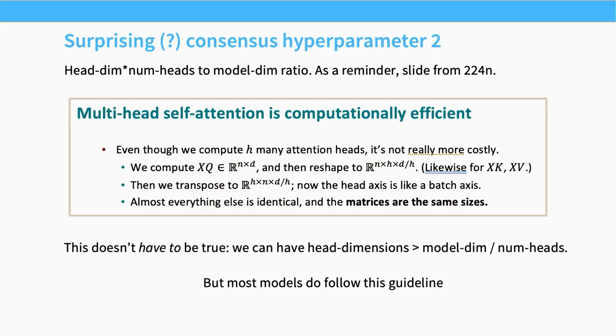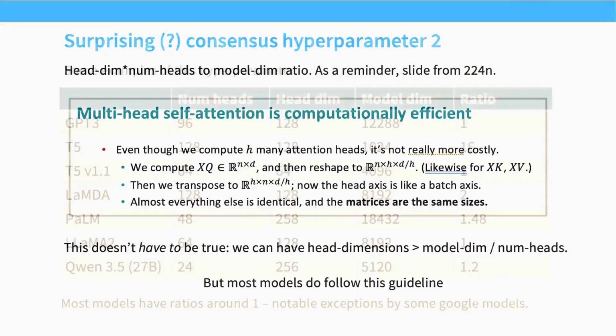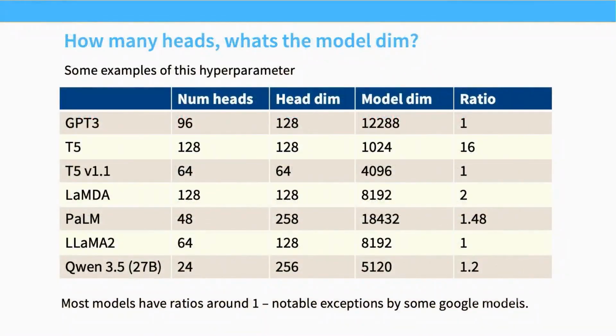Of course, this doesn't have to be true. We can arbitrarily change the ratios between head dimensions and model dimensions, but most models do follow this guideline, and it turns out to work pretty well. We can look at a variety of different models, classic and new. I have the latest and greatest Claude as well, and you find that the ratios are roughly around 1 between model dimension and head dimension. Notable exceptions are T5, and even LaMDA, which is another Google model. But really, everyone sticks around 1.